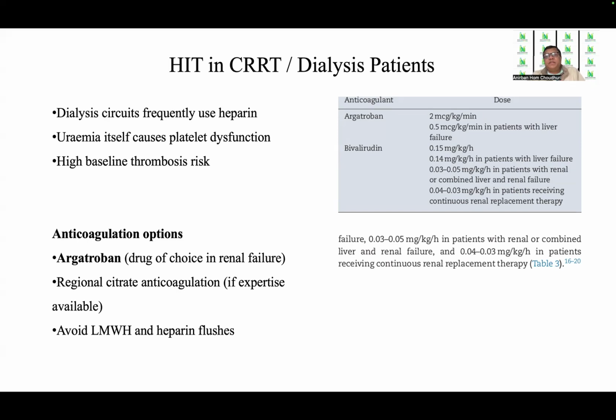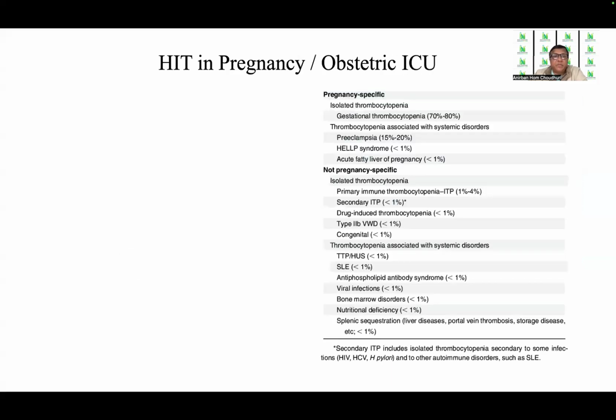Bivalirudin 0.15 milligrams per kg per hour. This is the same dose in liver failure, but in patients with renal failure or combined liver and renal failure, they will require adjustment.